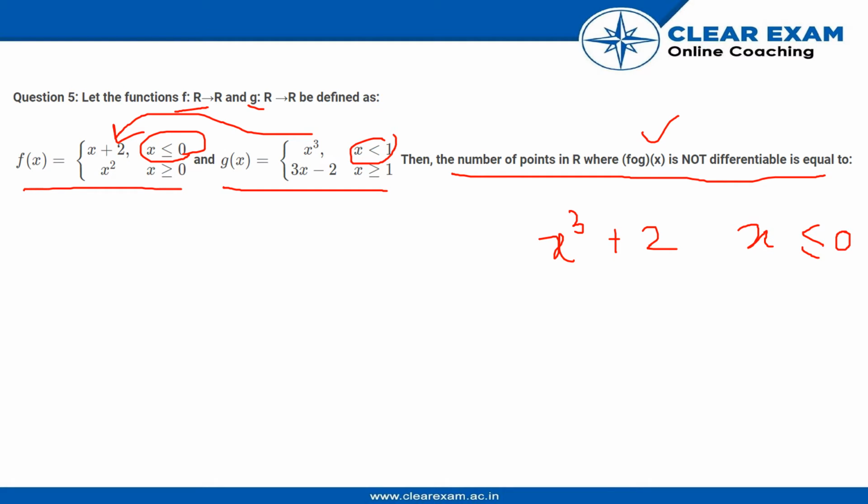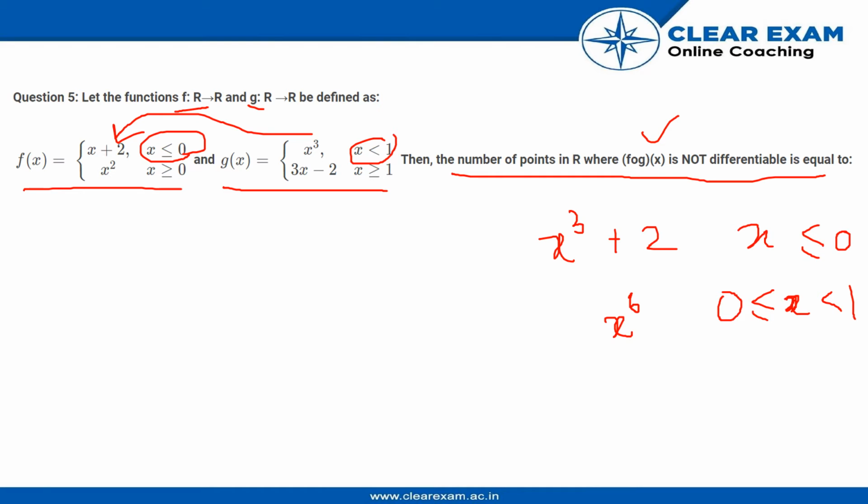Correct? Now we have x greater than or equal to 0 for f of x and x less than 1 for g of x. So the equation that we get is x square and x cube. We put x cube in x square, so we get x cubed the whole square, which becomes x power 6. Correct? Now we have x less than 1, but there is no other domain for f of x in this term, so we have made all the possible f of g of x for x less than 1 for g.